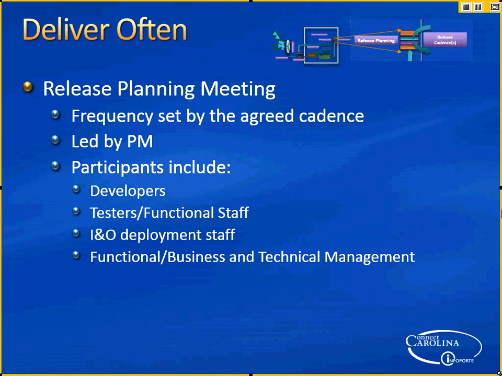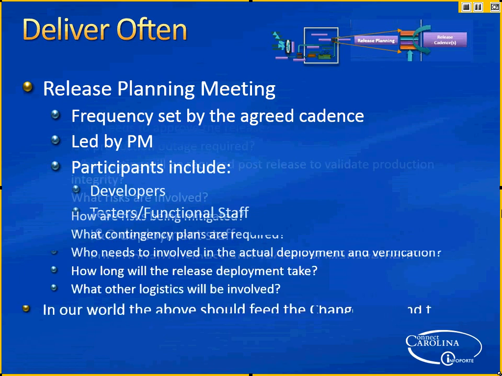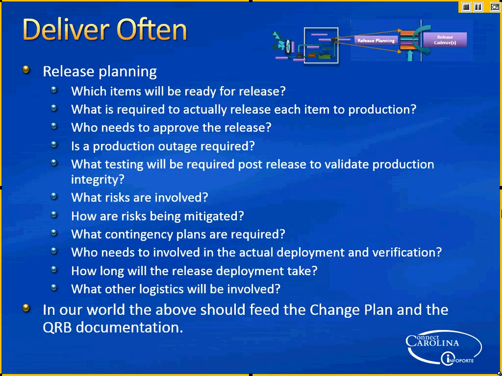It introduces the concept of release planning, and basically there's a release planning meeting. The frequency of it is determined empirically. You take a set of time initially, and then as things settle in, you decide what is the best frequency. It's a meeting led by the PM, but the participants are the developers, the testers, the folks who are involved in deploying in our environment what we deliver, and the functional business and technical management. So the owners, business owners, all of them. They're going to balance which items are ready for release, and what is required to release each of those elements.